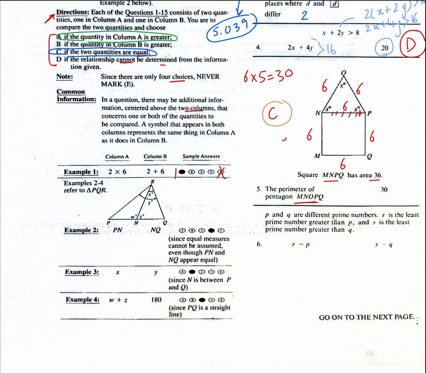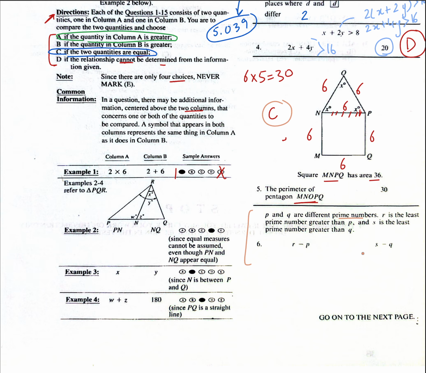Okay, P and Q are different prime numbers. R is the least prime number greater than P, right? And S is the least prime number greater than Q. So now if we plug in the values of different prime numbers, we can figure out that it is unable to answer this question with just the information that is given here, right? Because in some cases you'll have the first value greater, in some cases you'll have the other value greater, in some cases you may have both the values equal.